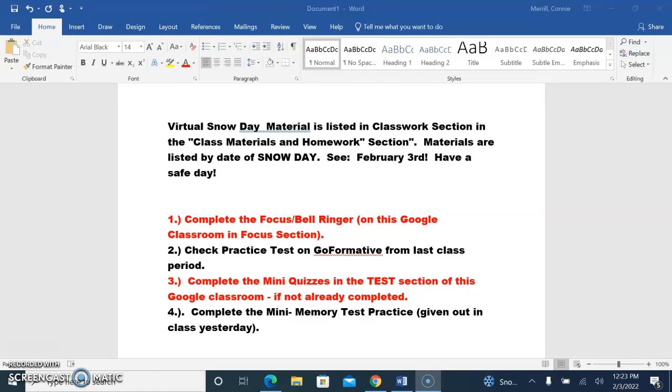And then last of all, you have a mini memory test practice that I gave you in class yesterday, the handout that I gave you yesterday. Please complete that. If you were not in class yesterday and you don't have that handout, it is available on our Google Classroom page. You could just write it on your own paper.